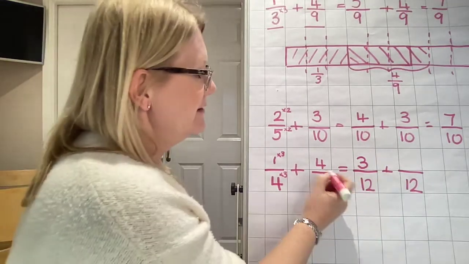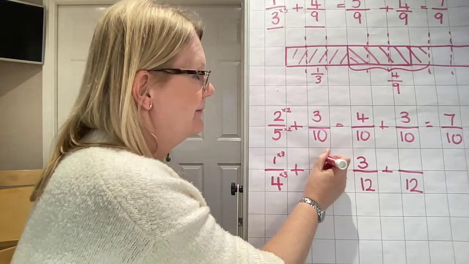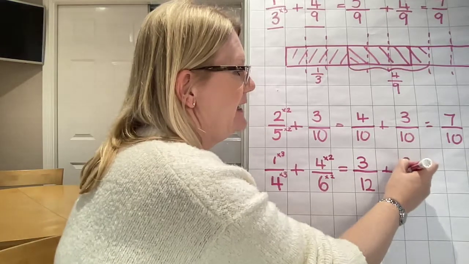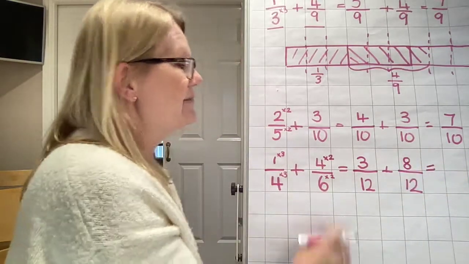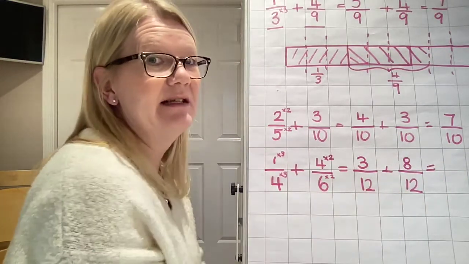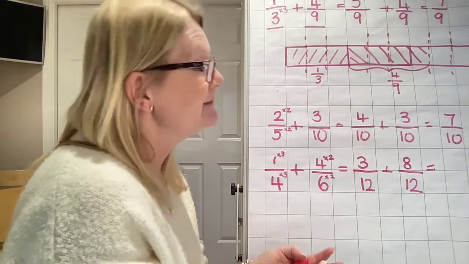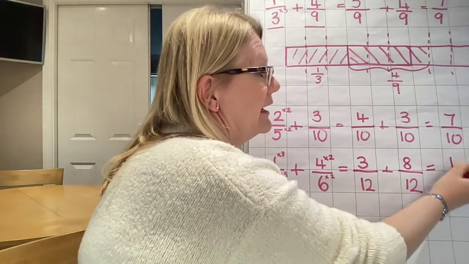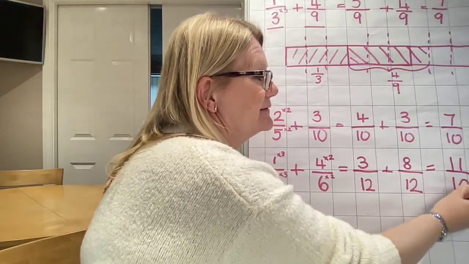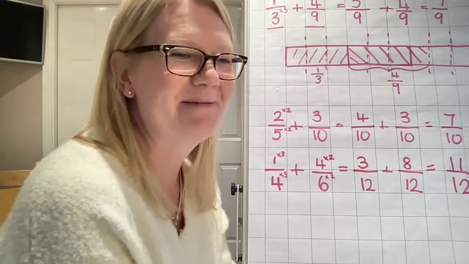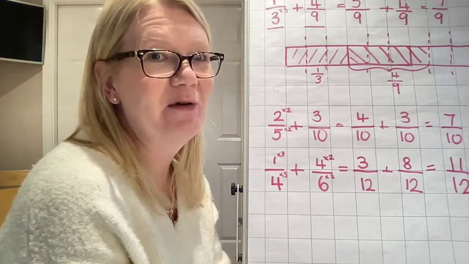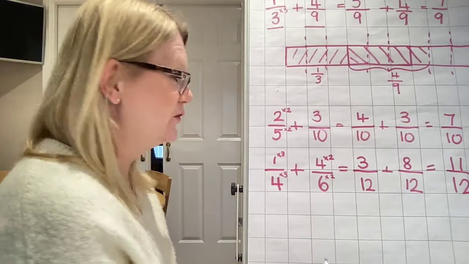And then 6 goes into 12 twice. Multiply that by 2 gives me 8. Now simply add them together. Our denominators are the sizes of the parts. They're both the same, so now I can just add them and I have got 11/12.